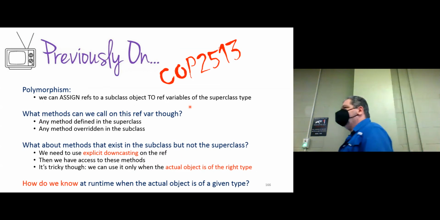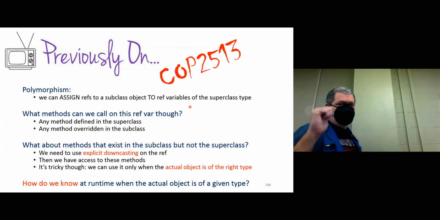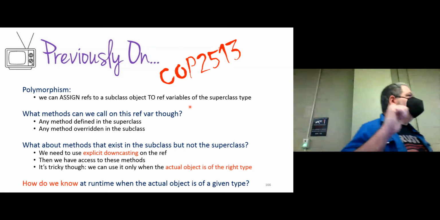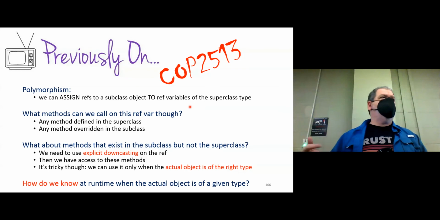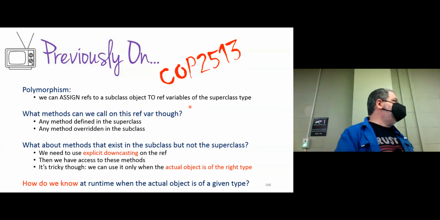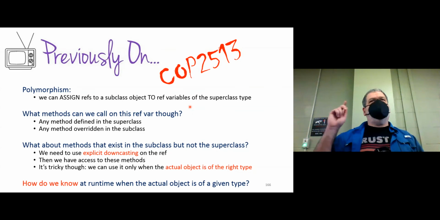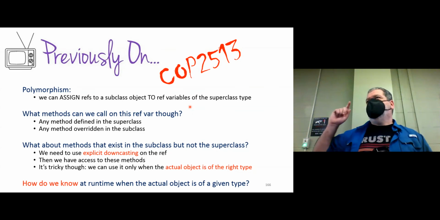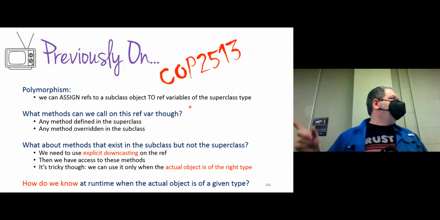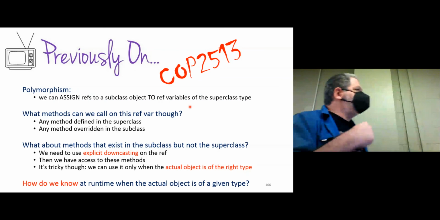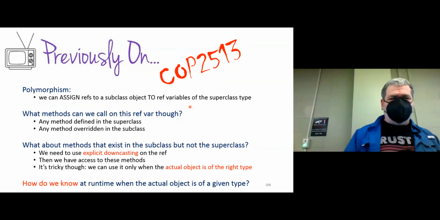Where are we in the module? We introduced polymorphism. Polymorphism means we can assign reference values of a certain type, the type of a subclass, to reference variables of a different type, the type of the superclass. I said superclass twice, sorry about that. We can assign the value that is a type of the superclass or the subclass to a reference variable of the type of the superclass. That's what we have been talking about for the last three sessions, okay?